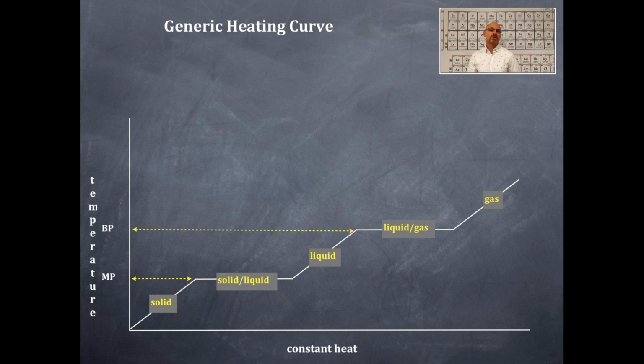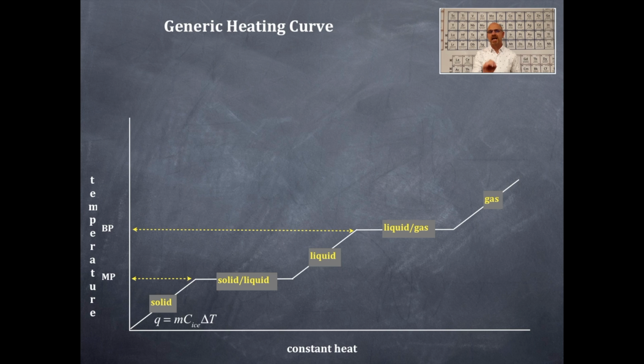Now, depending on which direction you're going, if you're going from the lower left-hand corner all the way up, that is solid, liquid, gas: you're melting the solid to the liquid and then boiling it to the gas. If you're going the other direction, starting with the gas and cooling it down, you go through condensation, then solidification, and finally a solid. Okay, so a little bit more about this graph.